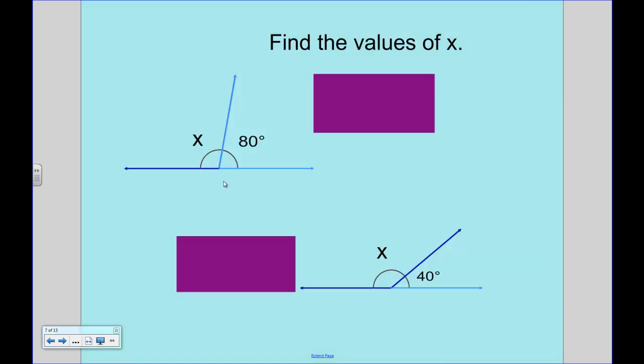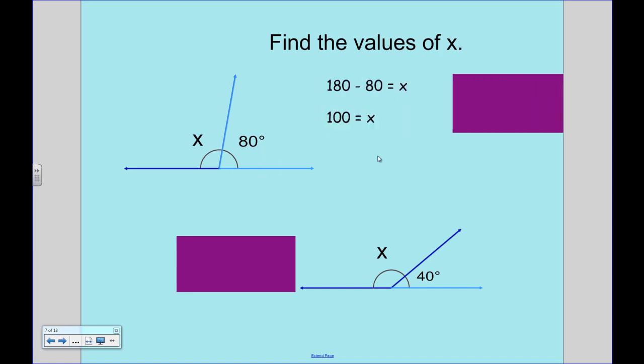So here I have another set of supplementary angles. They form a straight line, and that means they have to add up to equal 180 degrees. So if this angle here is 80, to find my missing angle, I'm going to do 180 minus 80, which means that angle x has to be equal to 100 degrees.